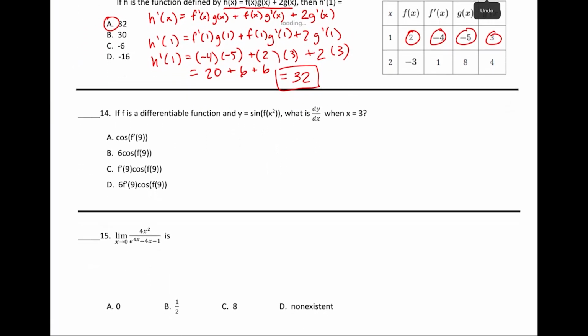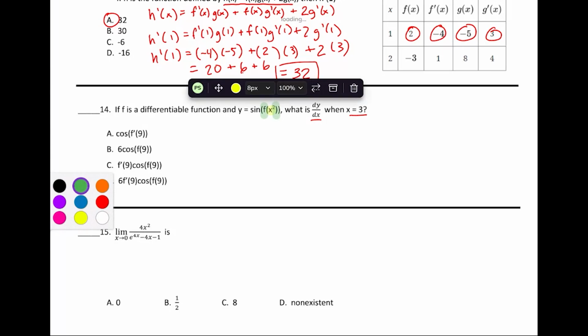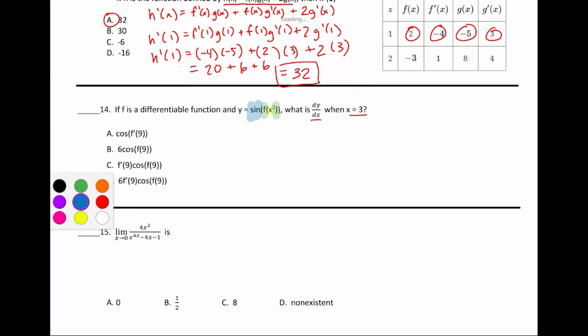Number 14, if f is a differentiable function and sine of f of x squared y equals sine of f of x squared, what is the derivative when x is 3? So we're going to have to do some chain rule here. We've got effectively three functions. We've got our inside function, which is x squared. We've got our middle function, which is f. And then we've got our outside function, which is sine.